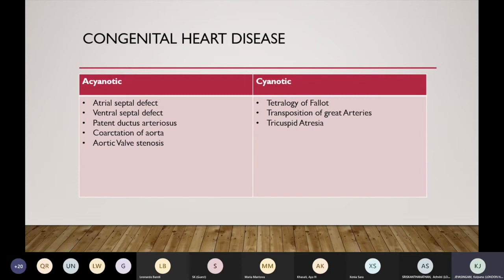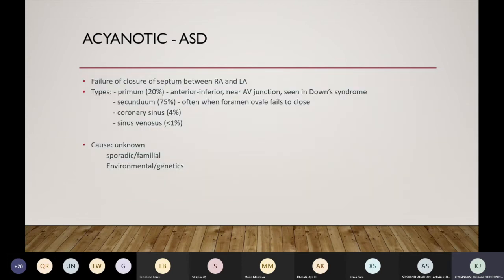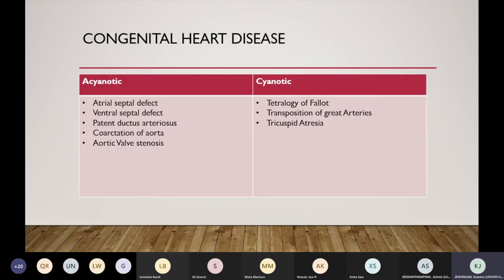Starting with acyanotic, the types are atrial septal defect, ventricular septal defect, patent ductus arteriosus, probably the commonest type of defect that you see in preterm babies, coarctation of aorta, a syndrome that is related with that is Turner syndrome, and then aortic valve stenosis. Again, coarctation of aorta is not always linked to Turner syndrome, but for exams, that might be a link. Cyanotic conditions, we have tetralogy of Fallot, transposition of great arteries, and tricuspid atresia.